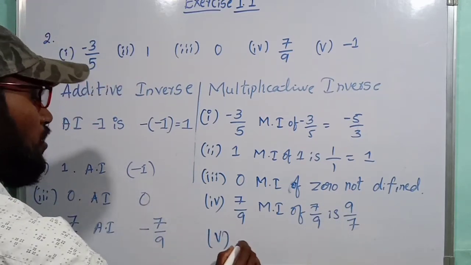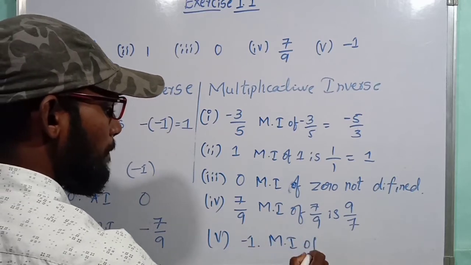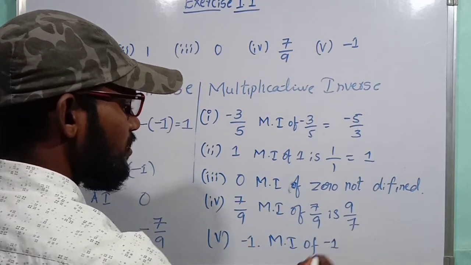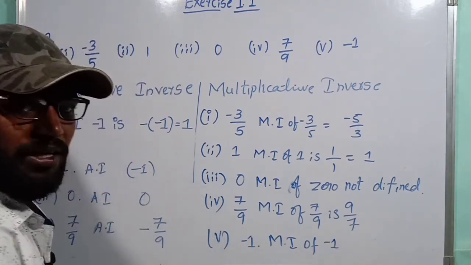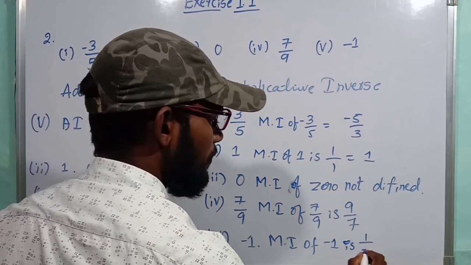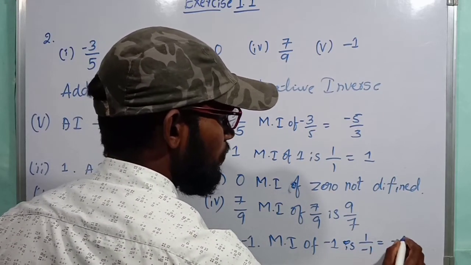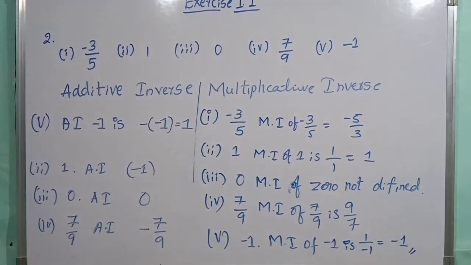See here, minus 1 is given. So the multiplicative inverse of minus 1 is, see here, 1 by minus 1, that is equal to minus 1. So the multiplicative inverse of minus 1 is minus 1. So this is our answer. Okay, everyone clear? Now these are the answers for the first bit.